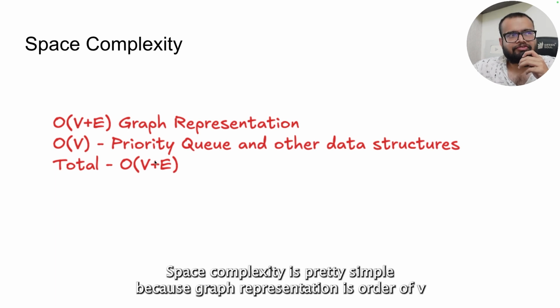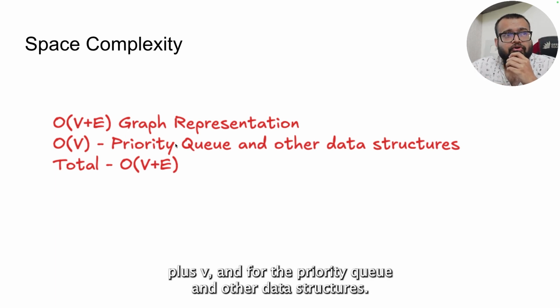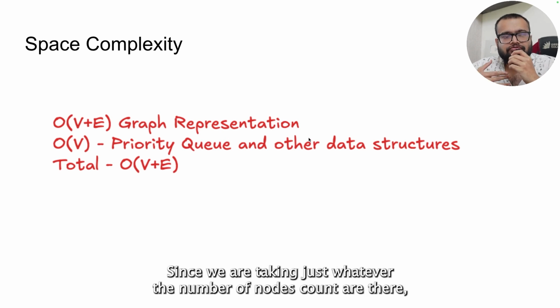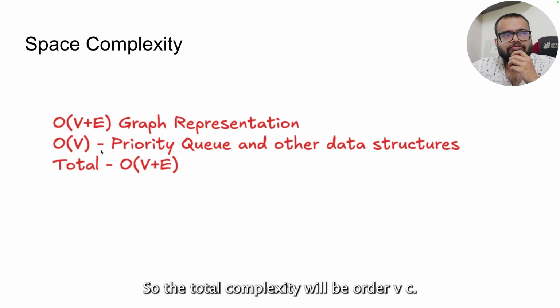Now coming to space complexity. Space complexity is pretty simple because the graph representation is order of v plus e, and for the priority queue and other data structures, we are taking just the number of nodes. So the total complexity will be order of v plus e.